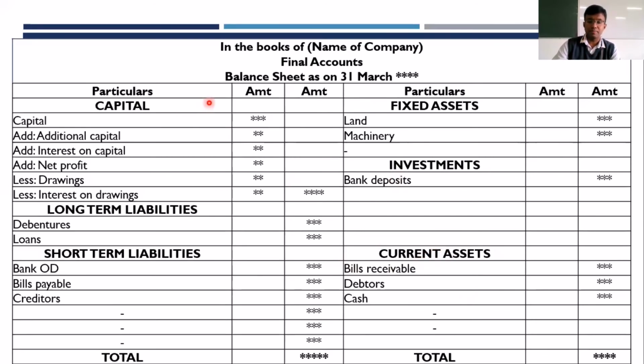So this is, in brief, a format of the balance sheet. On the liability side, you have capital, long-term liabilities, and short-term liabilities. On the asset side, you have fixed assets, investments, and then current assets. So this is how we go about the preparation of the balance sheet.